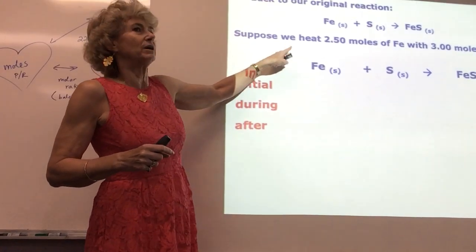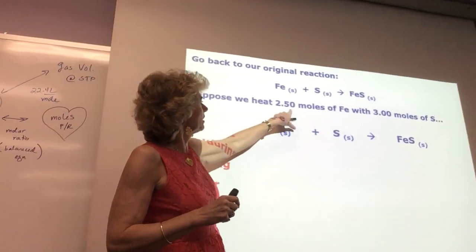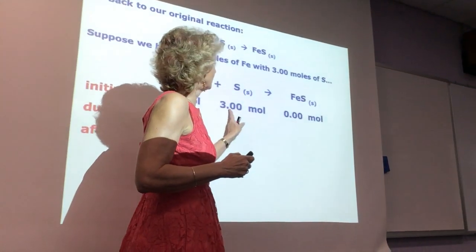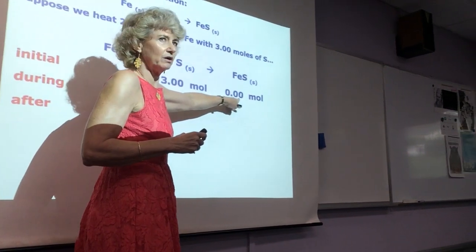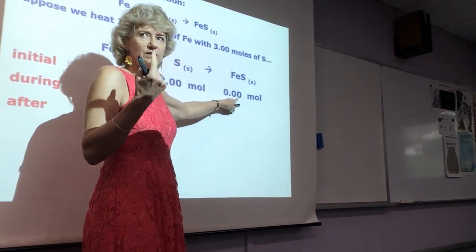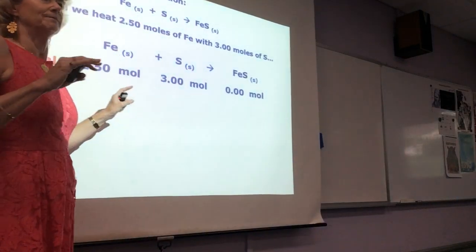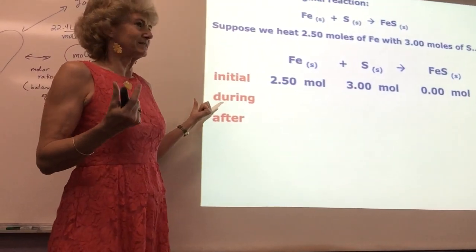So this is an easy one. You can see this one at a glance. If we start off with 2.5 moles of iron and 3 moles of sulfur, we haven't yet turned on the Bunsen burner. It's in a crucible, right? It's a mix, but we haven't heated it yet. So we don't have any product initially. Now you can see which one's going to run out first.